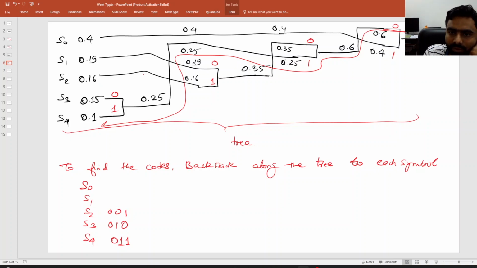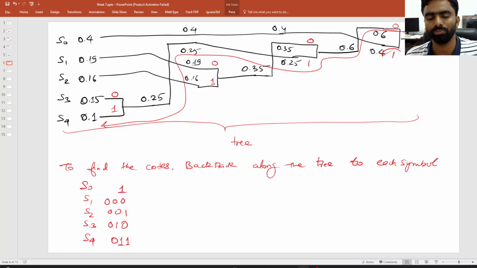If you backtrack, you'll find, for S2, backtracking 0, 0, 1. S1, it would be 0, 0, 0. S0 would be only 1. Any doubt up to this point? Have you understood this concept? How we find codes, or do you require some more explanation?